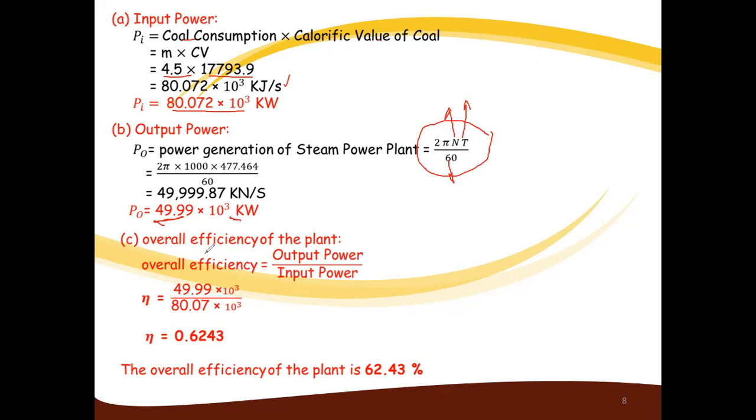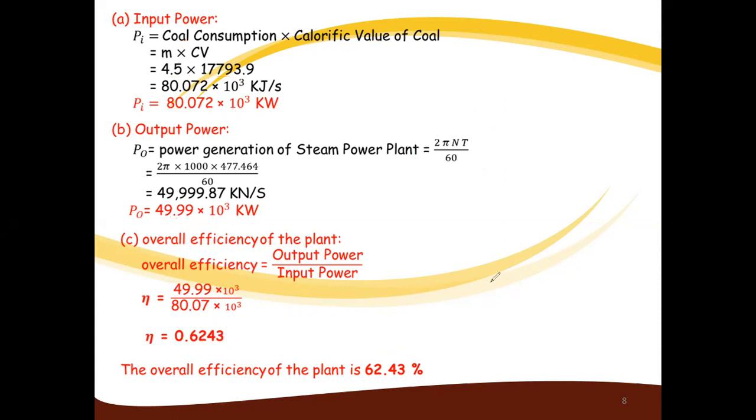So again, same formula, overall efficiency of the plant is output power upon input power. So output power is 49.99 into 10 raised to 3. Input power is 80.072 into 10 raised to 3. So after calculation, we get the efficiency as 0.6243. Therefore, in percentage, we can write that the overall efficiency of this plant is 62.43%. So we multiply this value by 100 to get the value in percentage.